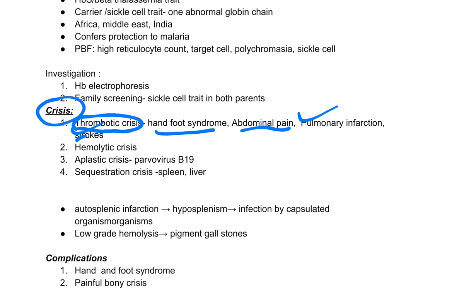Number two, the hemolytic crisis, with sudden severe intravascular hemolysis. Then the aplastic crisis, which is precipitated by parvovirus B19, as we know parvovirus B19 itself can cause red cell aplasia. And then the most important, the sequestration crisis. Sequestration may occur in any solid organ, most importantly the spleen, liver and also kidney. Frequent sequestration in the spleen can lead to an asplenic or hyposplenic condition. Then the autosplenic infarction.